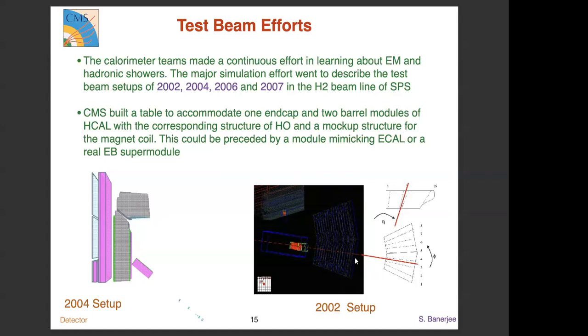So this is a simulation of the 2002 setup, and this was done essentially by Daniel Elvira. And this is the version for the 2004 setup. You can see here you have the HCal barrel, HCal end cap, the HO, and the ECAL, a module which is a 7x7 module of the lead tungsten crystals. And then you also have some of the detectors which are in the beamline.